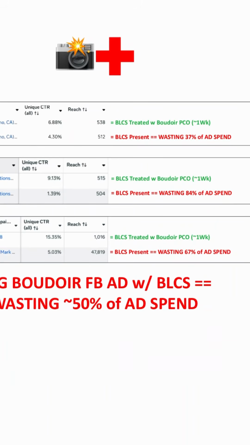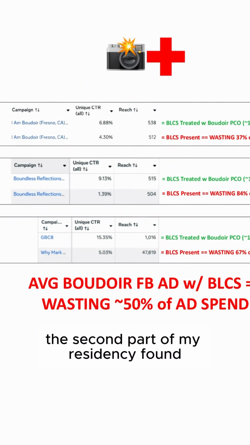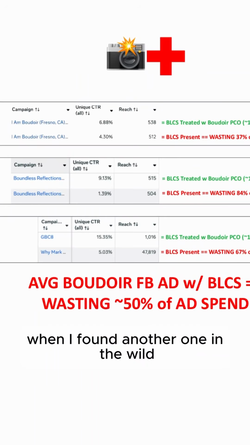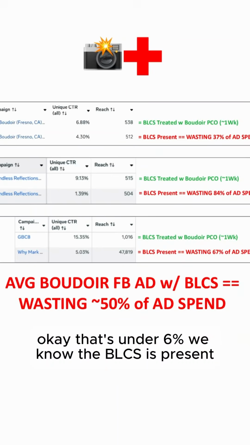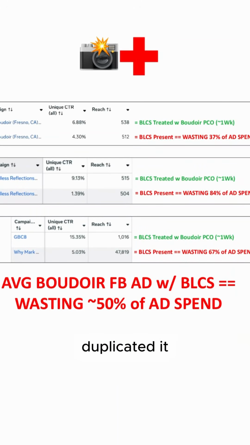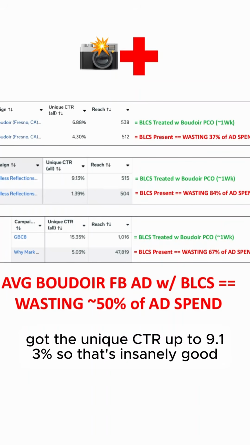Now, the second part of my residency, found another one in the wild, Boudoir Facebook ad, brought it back to the hospital. Unique CTR all 1.39%. Okay, that's under 6%. We know that BLCS is present. Duplicated it, treated it with Boudoir Pico, took about a week, got the unique CTR all up to 9.13%.